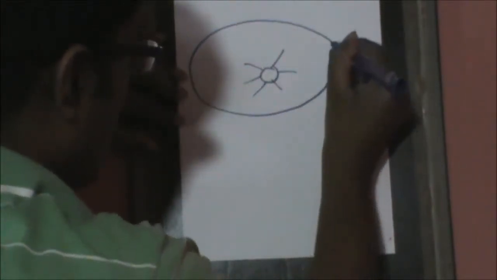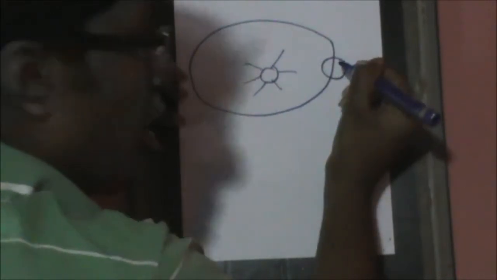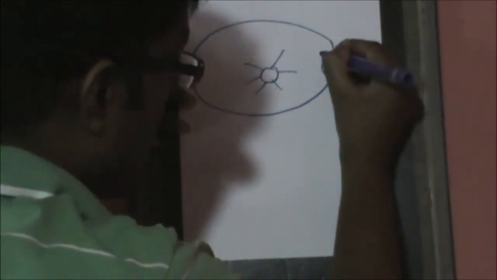To understand that, I'll take a simple example which you may know already by now, which is that the earth rotates around the sun. I'll take the sun here and the earth, and this is the axis of rotation. This is somewhat tilted to the sun.